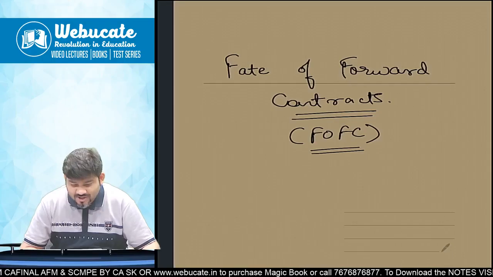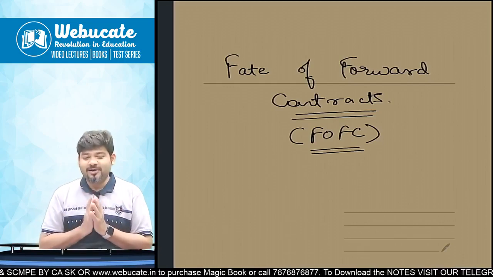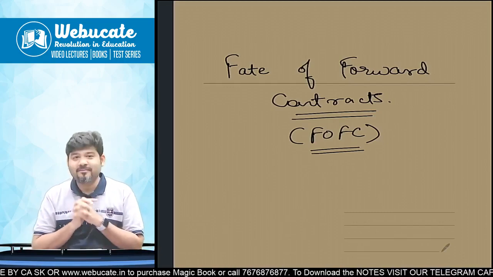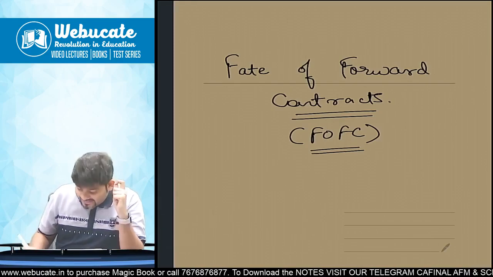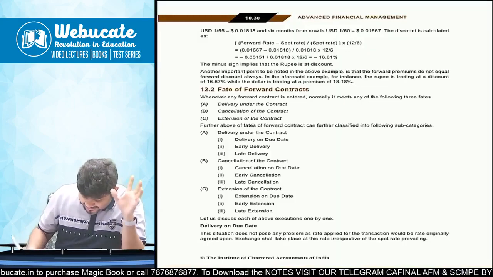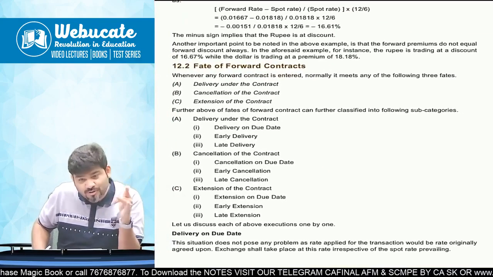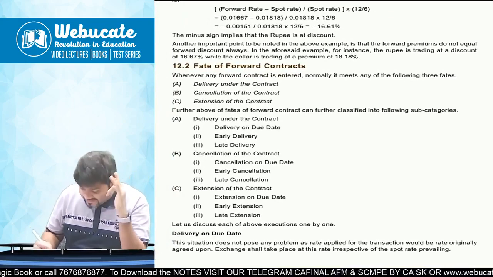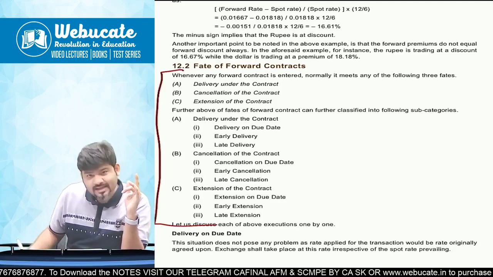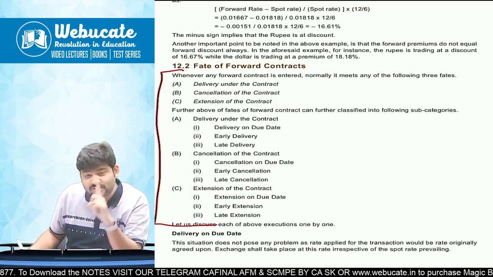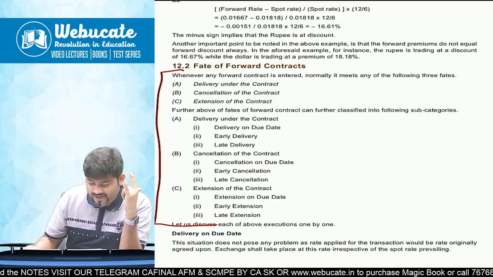So here we begin the journey of fate of forward contracts. I will be ensuring that all of the questions of your ICAI module are covered here, so ensure that the module is with you. Very high chances that ICAI will ask the question directly from here, and I will cover you with all the questions that are there.